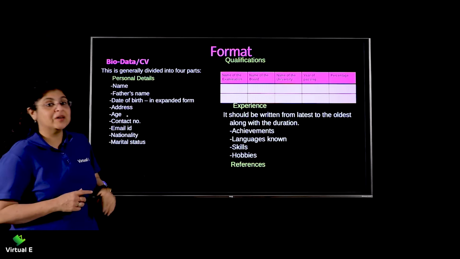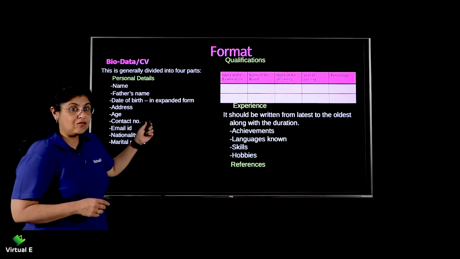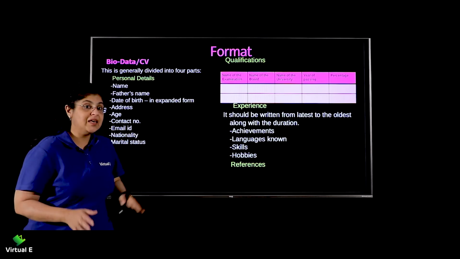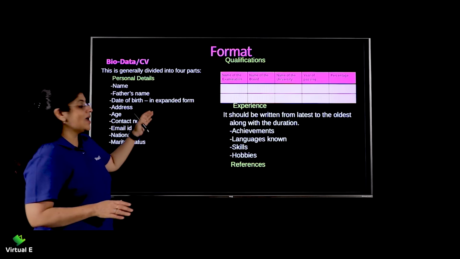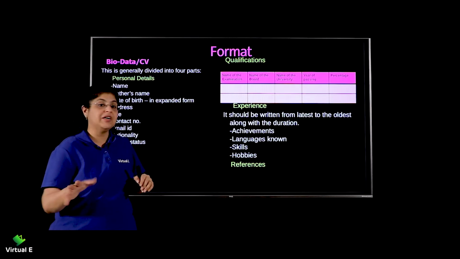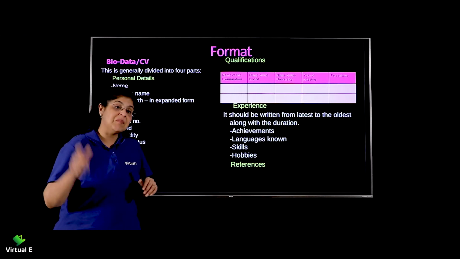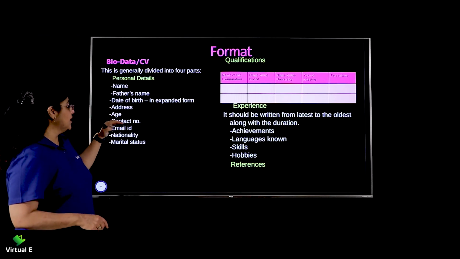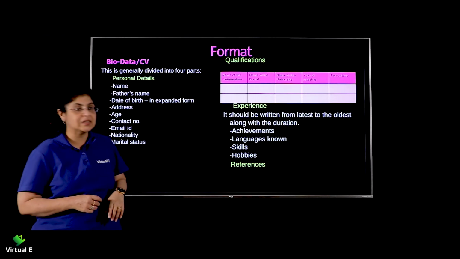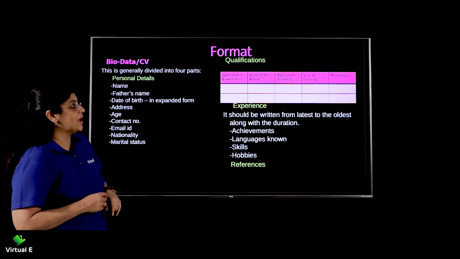So the first are your personal details: name, father's name, date of birth in expanded form. Please, oh please, expanded form, as in spell the month. Just put it in your head. You have to write the date, you have to spell the month. Address, age, contact number, email ID, nationality and marital status. Marital status is what? Married or unmarried.